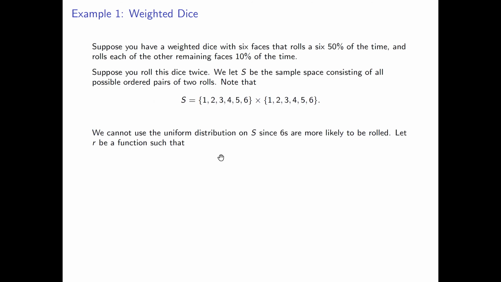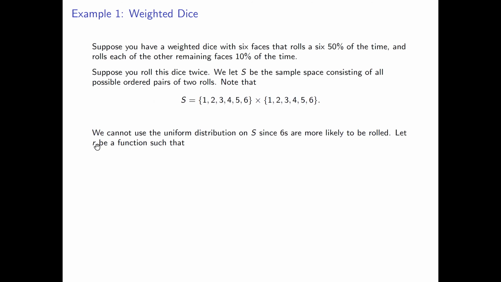Notice that unlike some of the other examples we were looking at, you can't use the uniform distribution on S, because in any given roll you're more likely to roll a 6 than any of the other faces. So we have to use a different distribution, which will be a version of the simpler example in the notes earlier. This may seem a little arbitrary, but it turns out to be a very accurate way to model these types of problems.